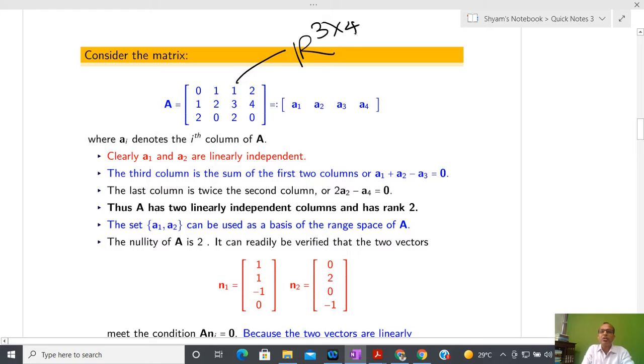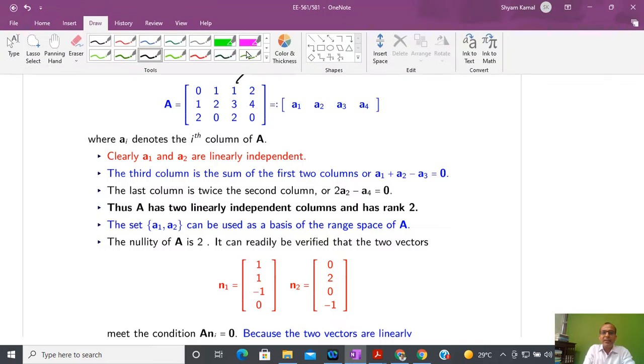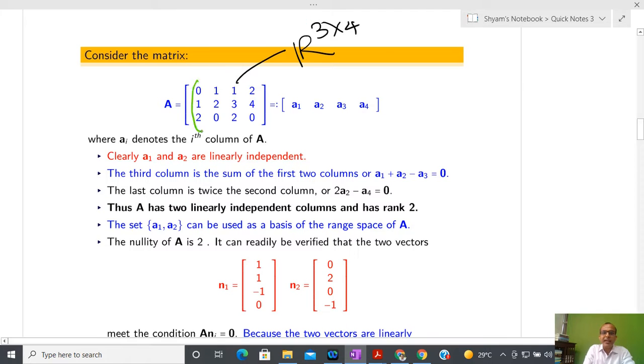So I have a 3 cross 4 matrix. Whenever I have some kind of matrix, first I am going to arrange the columns. So I have 4 column vectors, and using those 4 column vectors I am going to represent this matrix A. Now if you see, I have given a name to each column vector: a1, a2, a3, a4. After that it is possible to show that a1 and a2 are linearly independent.